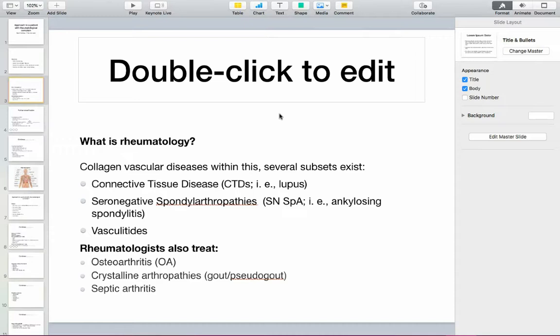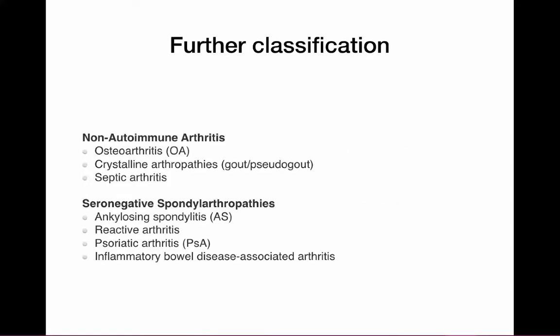As a rheumatologist, we also treat osteoarthritis. We treat crystalline arthropathy, which is very common, with gout as well as pseudogout, and you're going to have it as a lecture in the 6th year. And we do treat septic arthritis in collaboration with orthopedics. For me, I prefer to go with this classification because it goes over the non-autoimmune arthritis and the autoimmune arthritis.